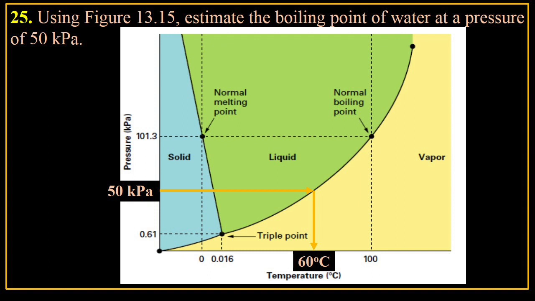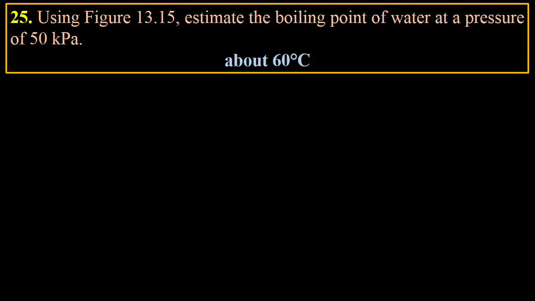Here's a phase diagram. Use this phase diagram to estimate the boiling point of water at a pressure of 50 kilopascals. You can see how I drew it over and down, from 50 kilopascals over to where it meets the line, then down to 60 degrees Celsius. That's an estimate, but it's consistent with the answer I know. So 60 degrees Celsius is the answer. You just start at the y-axis, draw over and then down.